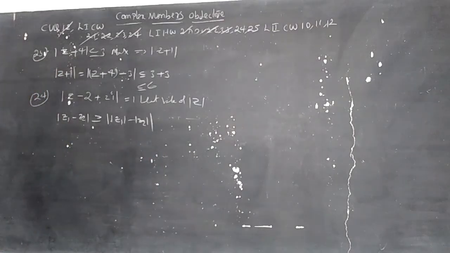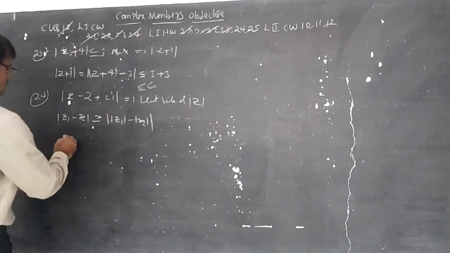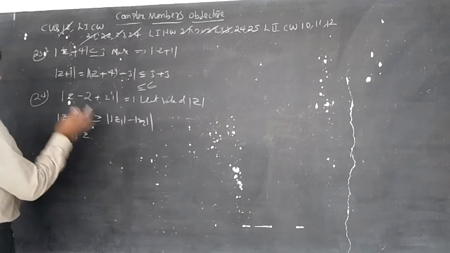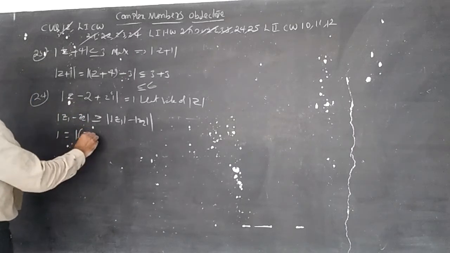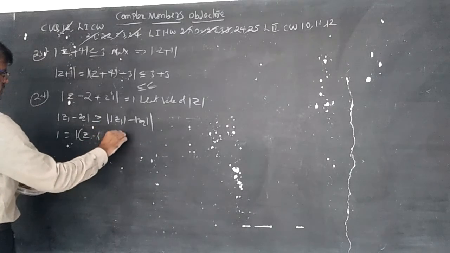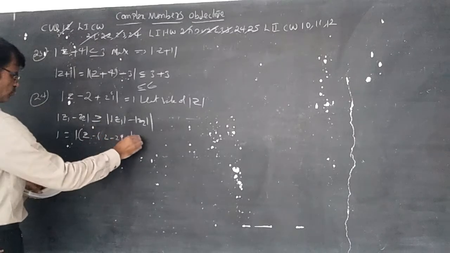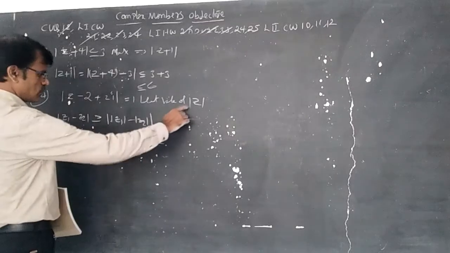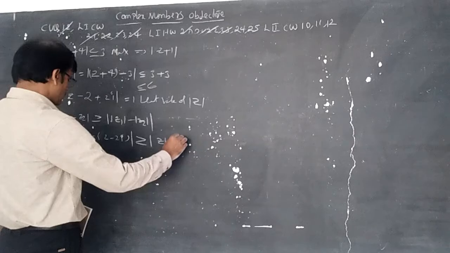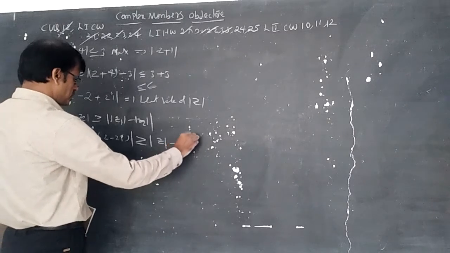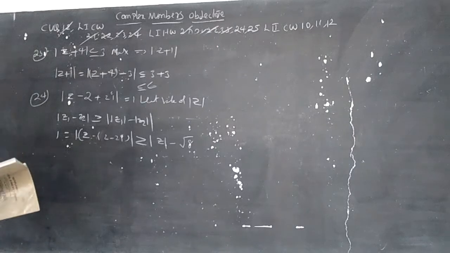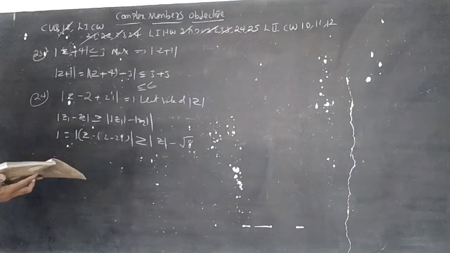modulus of z1 minus z2 greater than or equal to modulus of z minus 2. So 1 is equal to, considering modulus of z as a separate complex number, minus the modulus of 2 minus 2i. Put it like this, greater than or equal to, because modulus of z we need to get, minus this, which is root 8, because 2 minus 2i becomes 4 plus 4. So what is he asking? The minimum value.